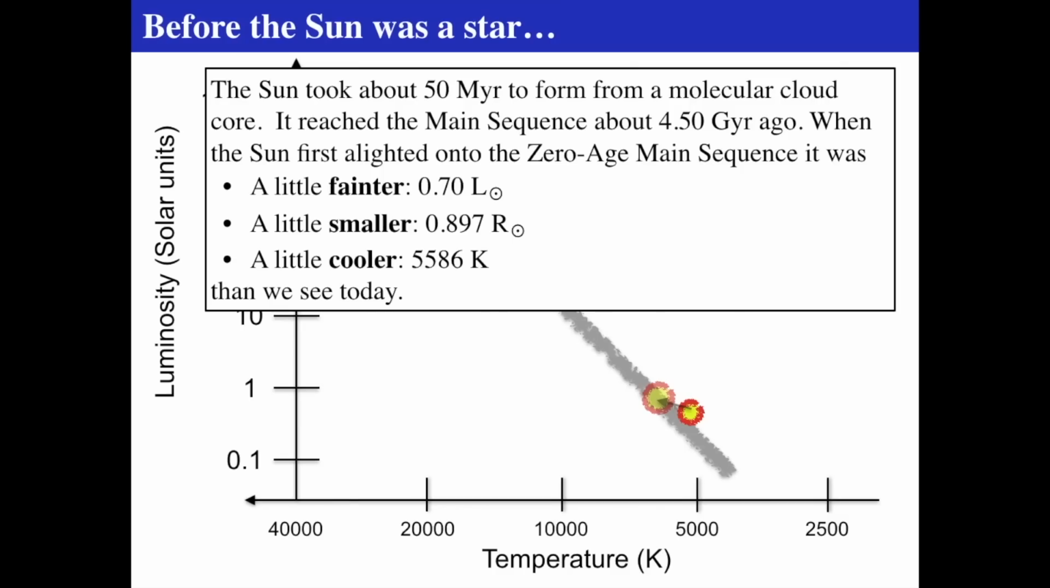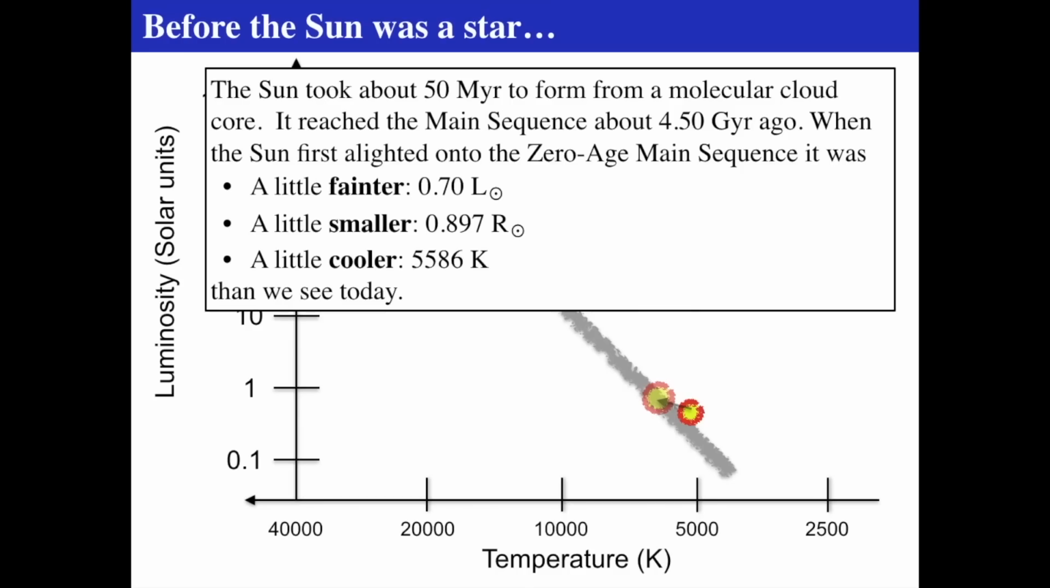Now, at that time, the sun was a bit fainter. It was only about 70% of the current luminosity that it is today. It was also a little bit smaller, about 90% of its current radius, and it was actually a little cooler, about 200 Kelvin cooler at its surface than we see today. So that's the zero-age main sequence for a single solar mass star.